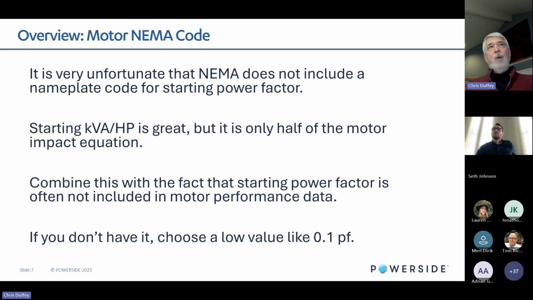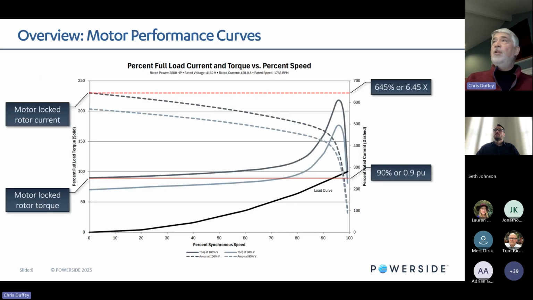So kVA per horsepower is great, but it's only half of the motor impact equation. If we combine this with the fact that often motor starting power factor is not included. I've probably done hundreds of motor start simulations, and in the data I received to perform those, maybe 30% of them had the actual starting power factor of the motor. If you don't have it, and it is a pivotal piece of information, I would suggest choosing a low value like 0.1. So it's mostly VARs that are going to be drawn by the motor, which causes the greatest voltage drop for a reactive system.